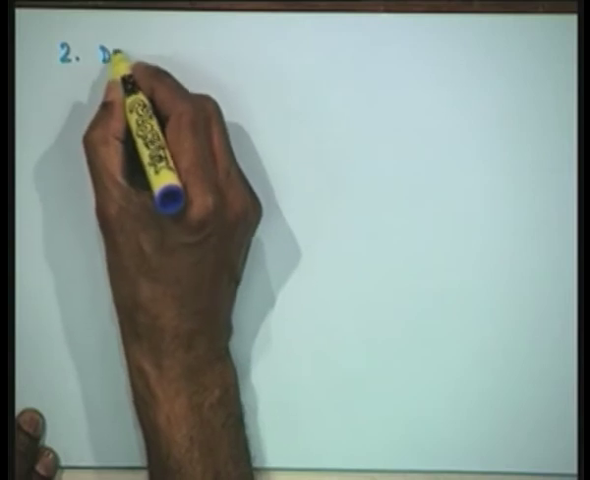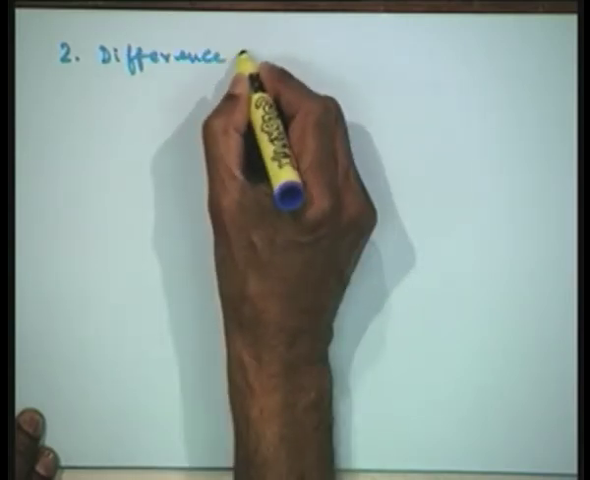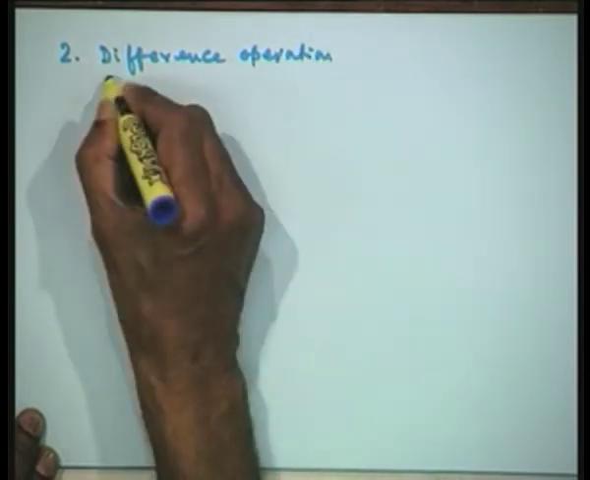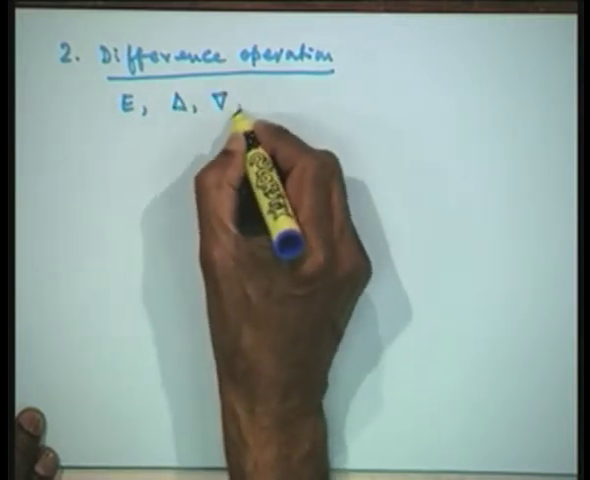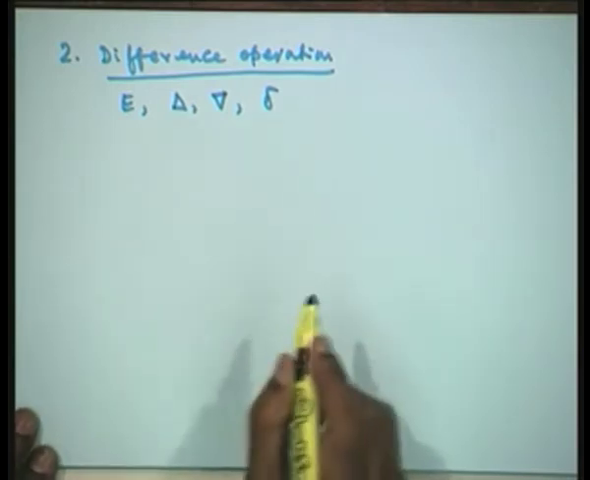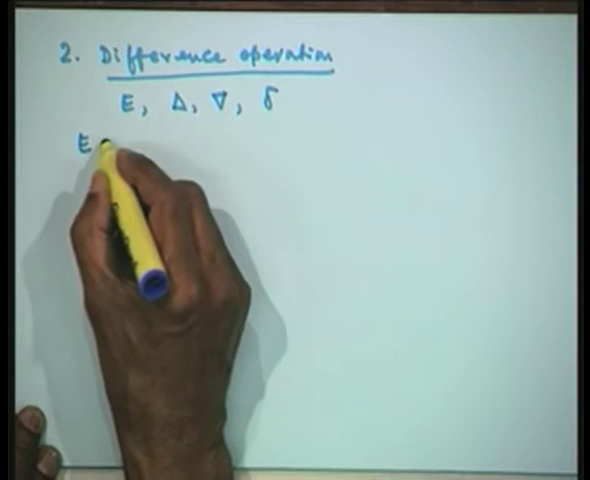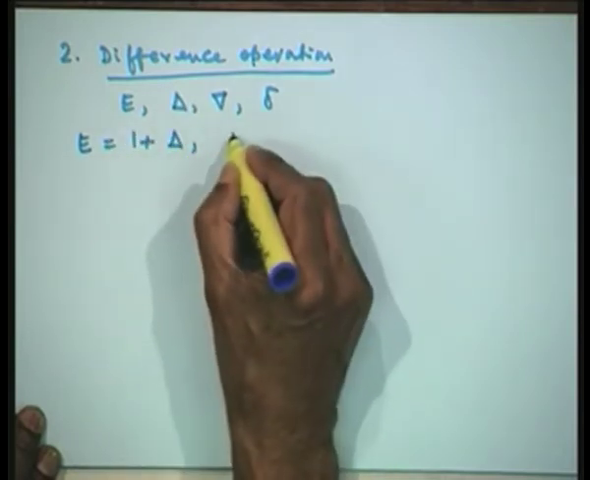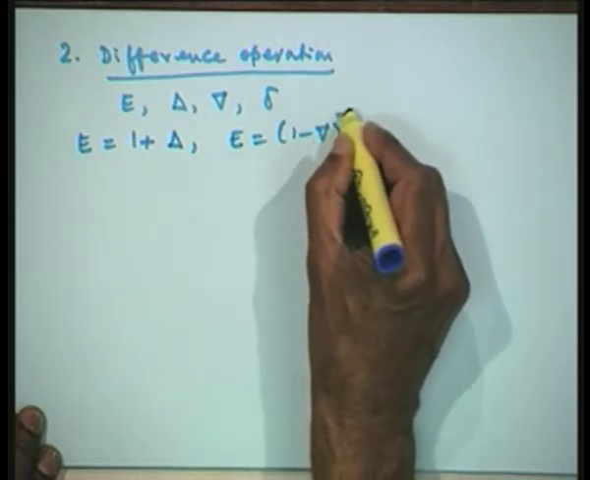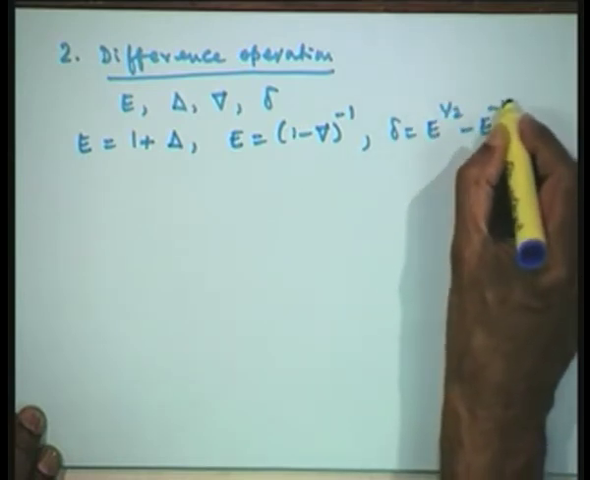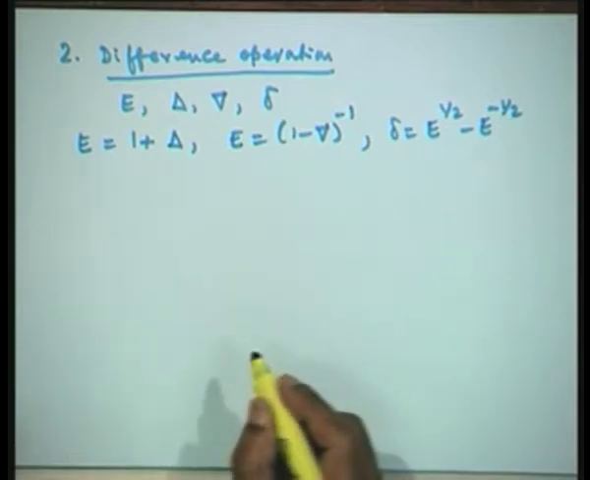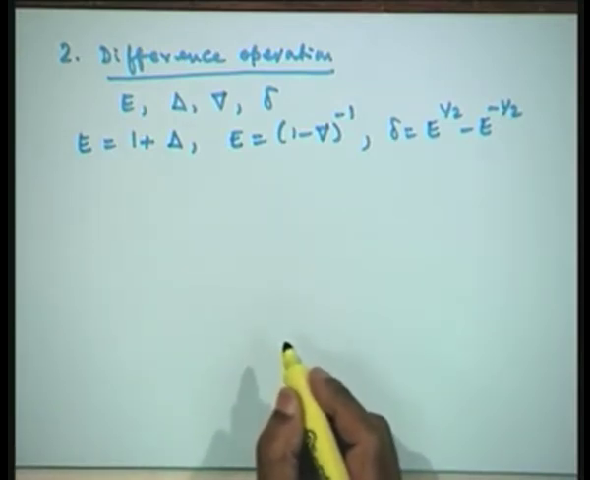The formulas that we have derived so far can also be derived alternatively by using the difference operators. If you remember, we have defined mainly the operators E, the shift operator, forward difference, backward difference, central difference. We just need the definitions to derive these formulas. E is equal to 1 plus delta, E is also equal to 1 minus backward delta to the power minus 1, and delta is e to the power of half minus e to the power of minus half. These are the relations that we have derived between these operators.